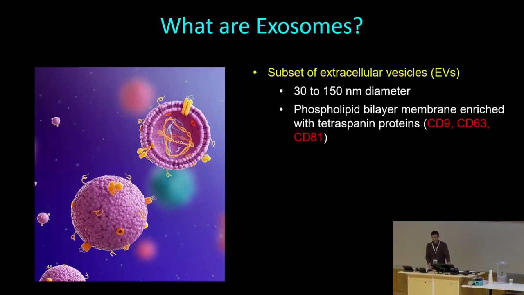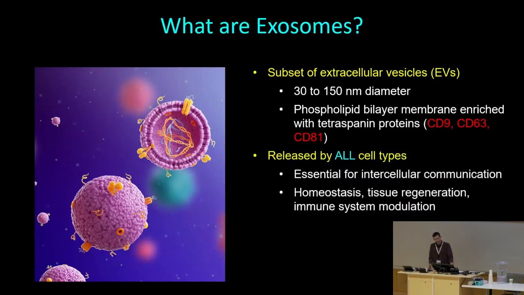They're released by all cells, and they play a major role in intercellular communication, and they modulate homeostasis, promote tissue regeneration, and modulate the immune system. They contain DNA, RNA, proteins, and their cargo reflects the origin of the cell. And so, as such, they're being looked at to be used as biomarkers for detecting disease.